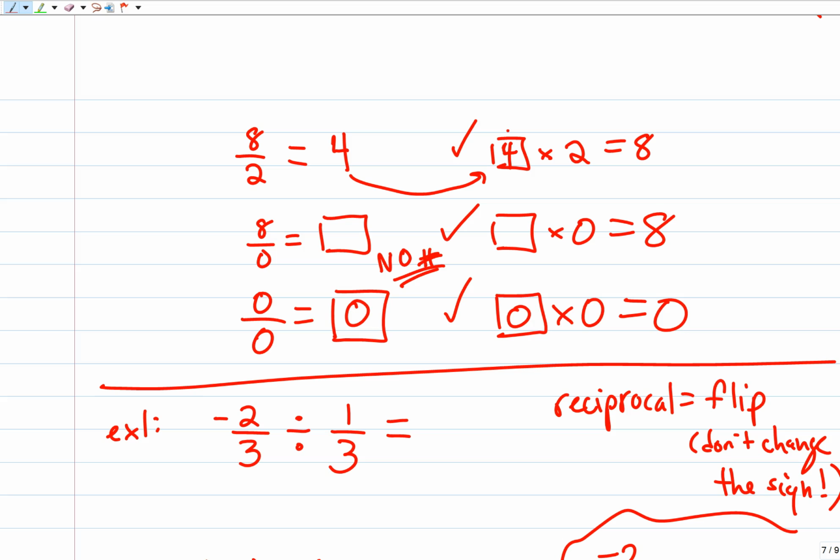Well, isn't 0 times 0 0? That works, doesn't it? She's not wrong. The problem is she's only gotten one answer. There's other answers that go here.